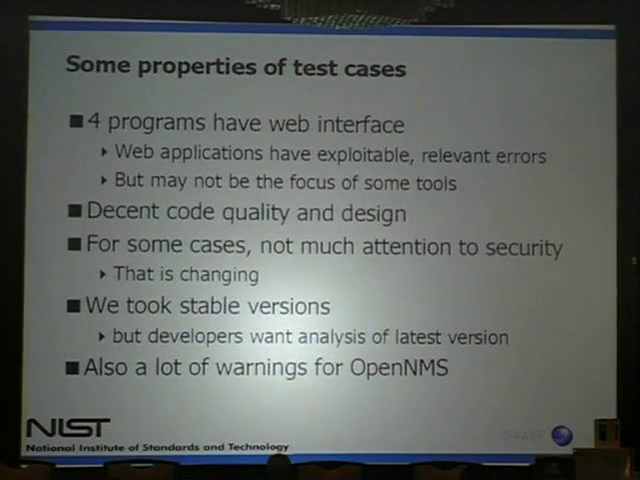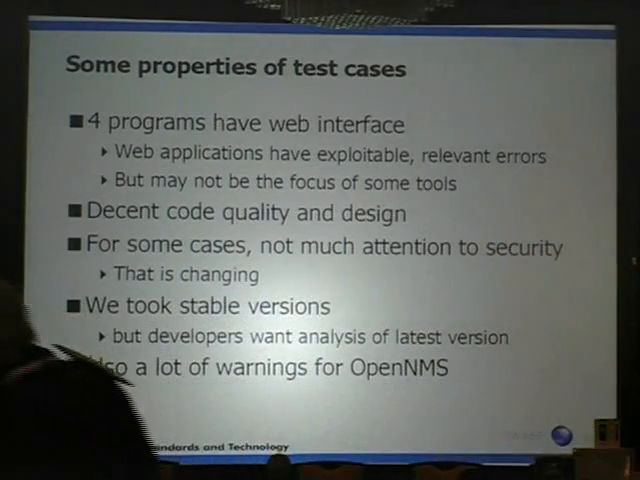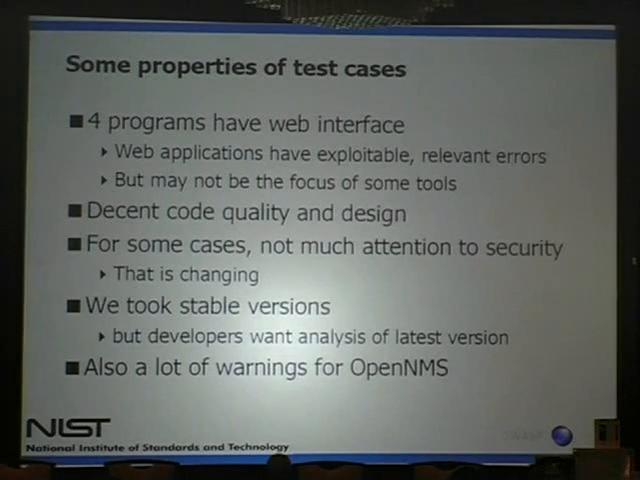Some properties of the test cases. 4 of the programs have a web interface: 3 of the Java programs and also Nagios. So those are interesting security errors to look at, but they may not be the focus of some of the tools, the tools that may focus more on other types of applications. We found that the design was decent, but not much attention was paid to security in some of the test cases.